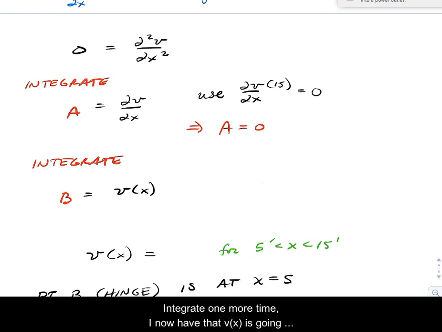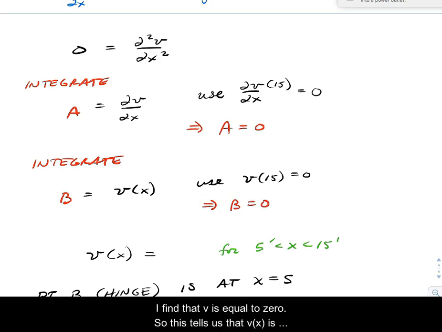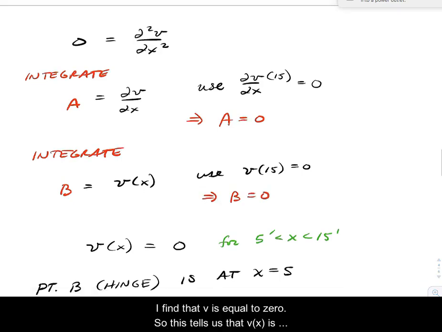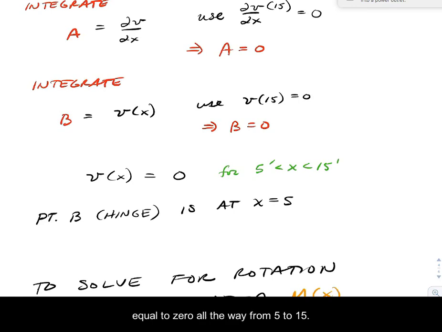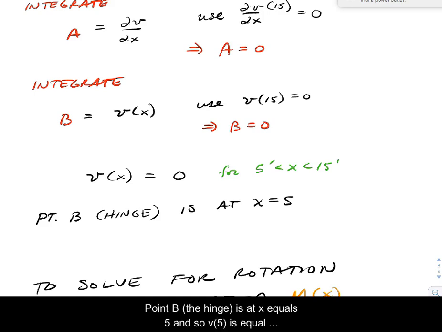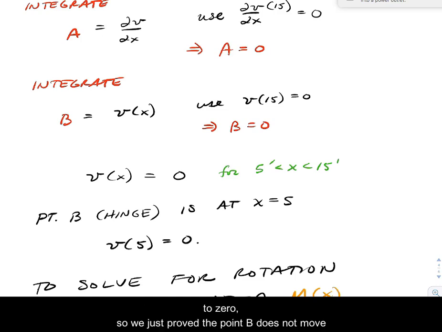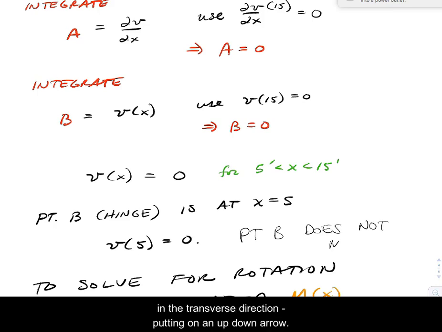Integrate one more time. I now have that v of x is going to be equal to a constant. Using the boundary condition at v of 15 equals 0, I find that B is equal to 0. So this tells us that v of x is equal to 0 all the way from 5 to 15. Point B, the hinge, is at x equals 5. And so v of 5 is equal to 0. So we just proved that point B does not move in the transverse direction. So I'll put an up-down arrow.